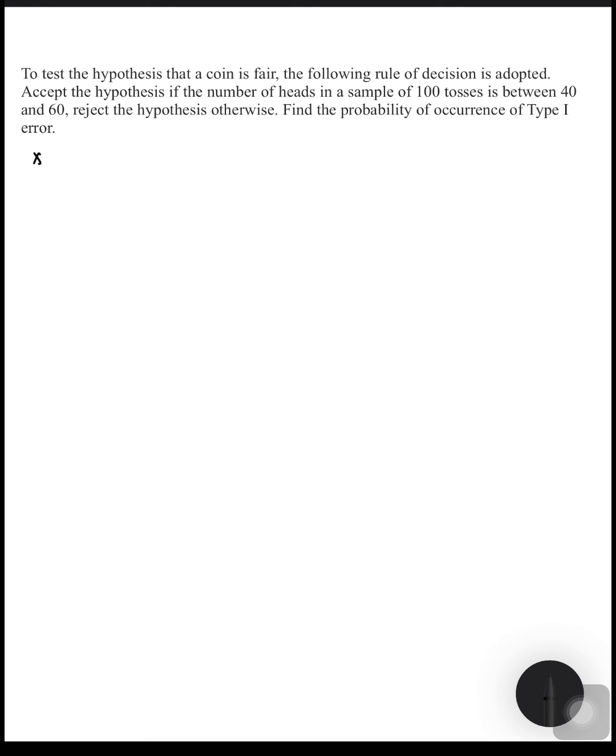Let us say that x is the number of heads occurring when we toss a coin, and n is the number of tosses. Here in this case it is 100. If the coin is fair, then the probability of getting a head is 1 over 2. So x will be binomially distributed. The mean of the binomial distribution is mu equals n p, which gives us 50. And sigma is given by the square root of npq, or the square root of 25, which gives us 5.